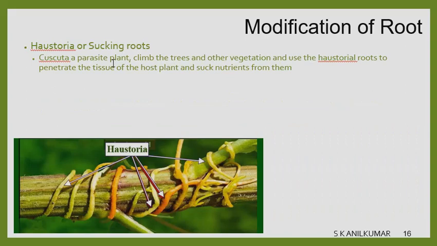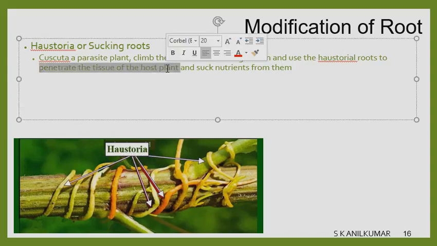What is the modification in sucking roots? This is Cuscuta. Cuscuta, we know, is a parasite. Cuscuta lives on another plant. There we know heterotroph, autotroph, etc. So this plant is not an autotroph. It eats the nutrients produced by other plants. So haustoria, or the sucking roots, are formed, which go inside the host plant. They help to climb the trees and other vegetation and use the haustorial roots to penetrate the tissue of the host and suck.